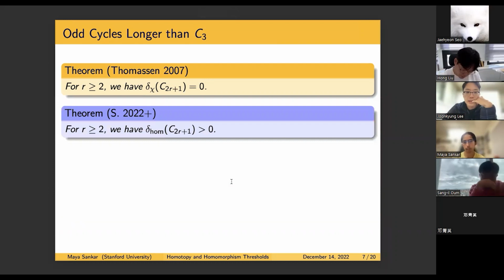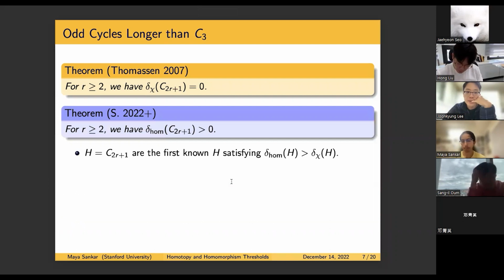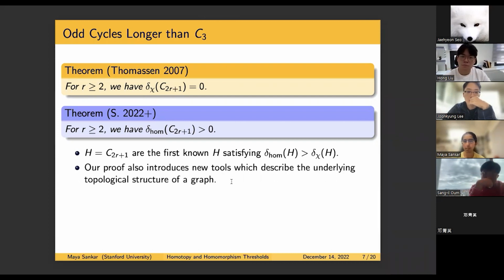And so I was able to show that the homomorphism threshold for odd cycles is in fact strictly greater than 0. And this is the first known example of a single graph where the homomorphism threshold is strictly greater than the chromatic threshold. But the other reason I'm excited about this proof is because it has a topological flavor. And I got to introduce this new topological notion of homotopy equivalence, which I'm going to talk about a little bit later.